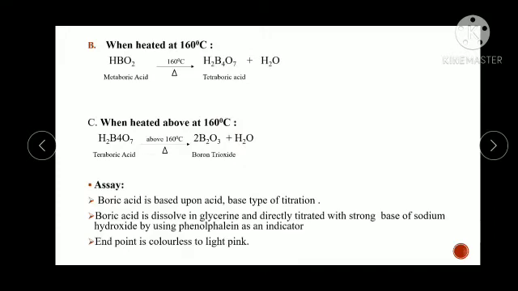The next point is the assay. The assay of boric acid is based upon acid-base type of titration.